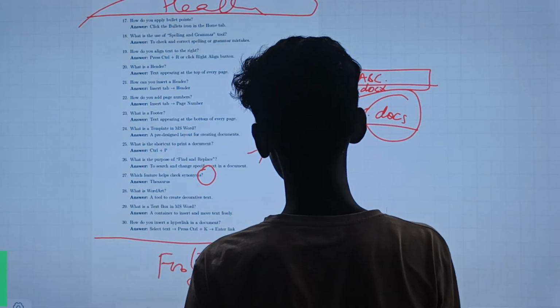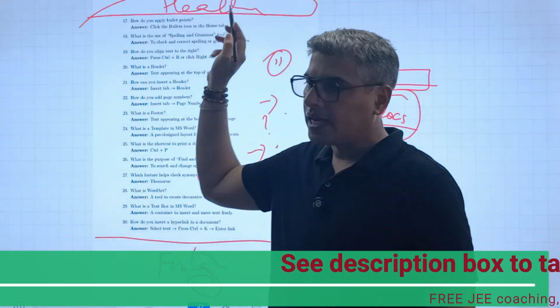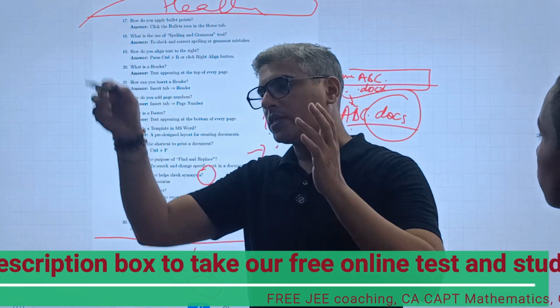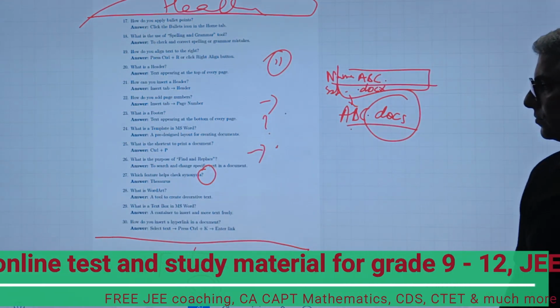Answer: a tool to create decorative text. ठीक है, वर्ड आर्ट आता है, ऊपर टास्क बार में जाओगे, वर्ड आर्ट दिखा रहा होगा, अलग अलग फॉन्ट साइज होता है, कलरफुल, ये आपको ऐसे लिखना है, कर्सिव लिखना है, किस तरीके से लिखना है। What is a text box in MS Word?